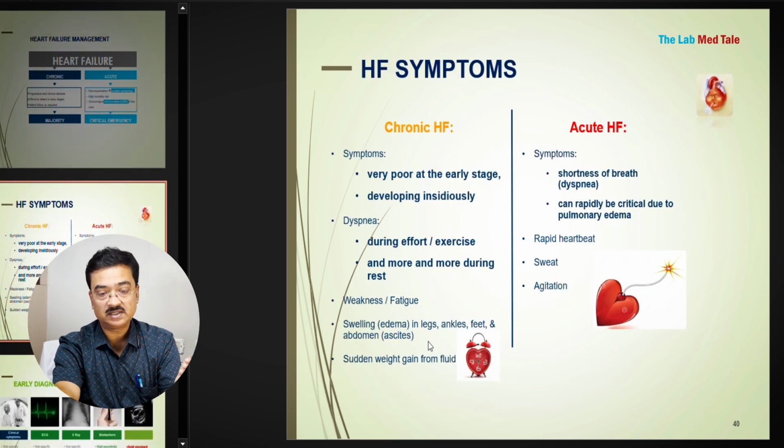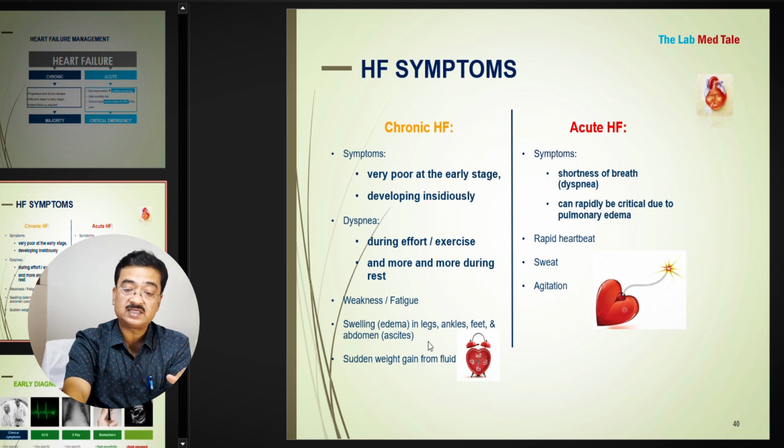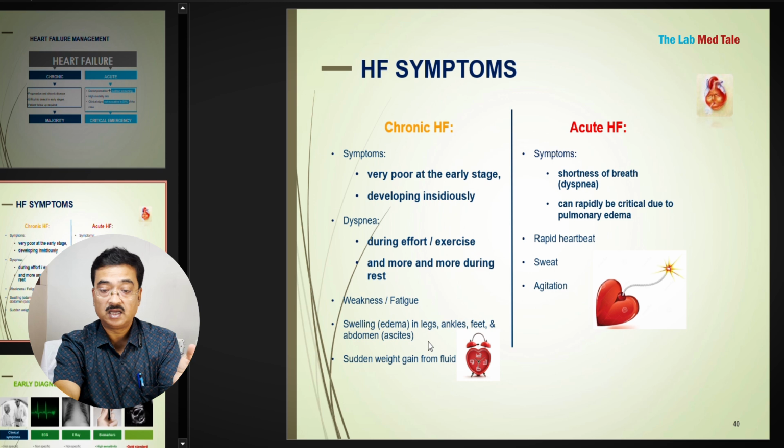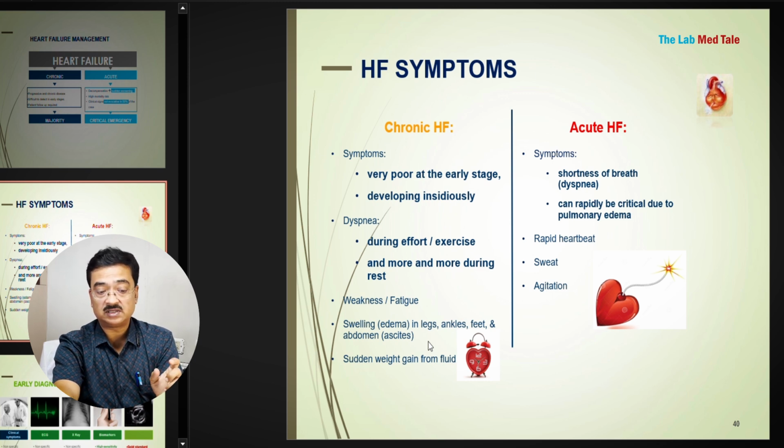These are the symptoms. Chronic heart failure is very poor at the early stage, but it develops insidiously, initially with dyspnea on effort, and later even at rest they can develop dyspnea. But in acute heart failure, the symptoms are shortness of breath or dyspnea, and it can rapidly become critical. It can immediately lead to rapid heartbeat, sweating, agitation, and the patient may become unconscious. So acute heart failure is an emergency where you need to treat at the earliest.